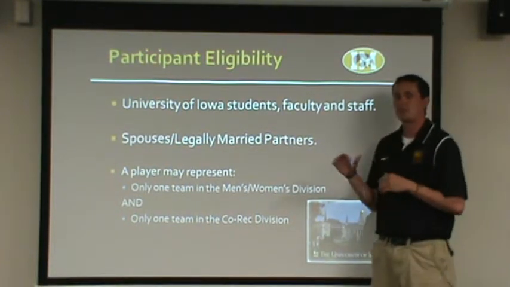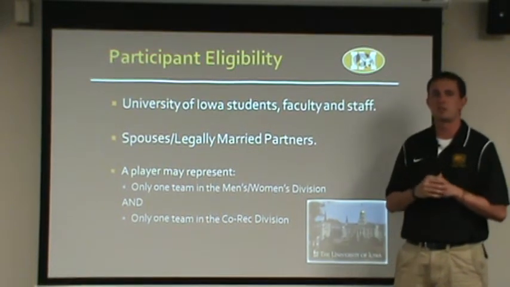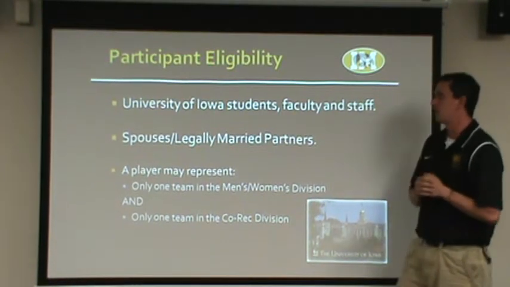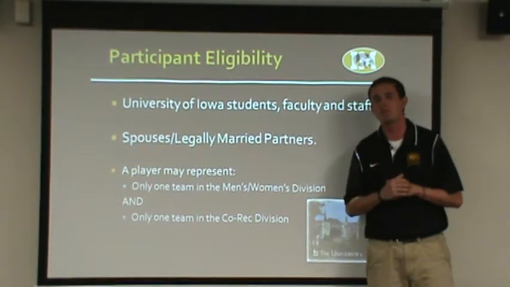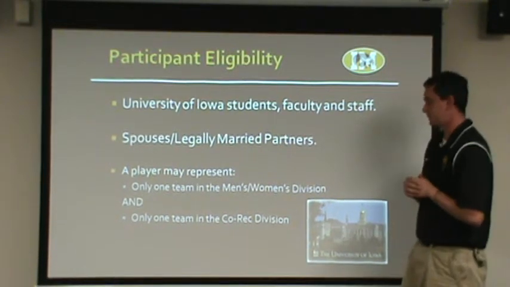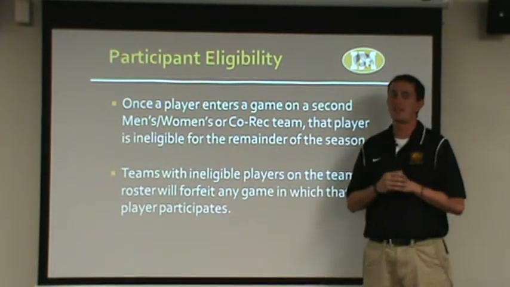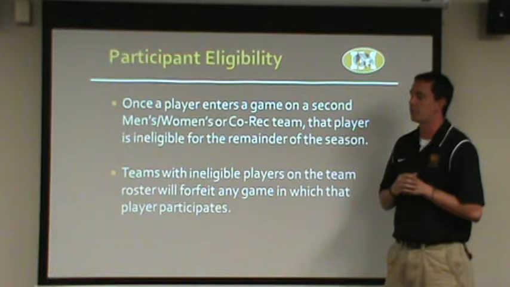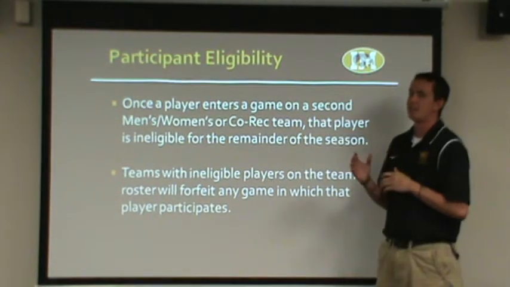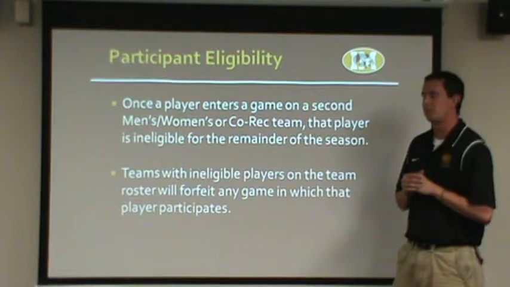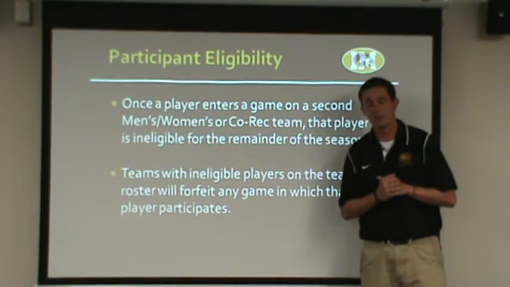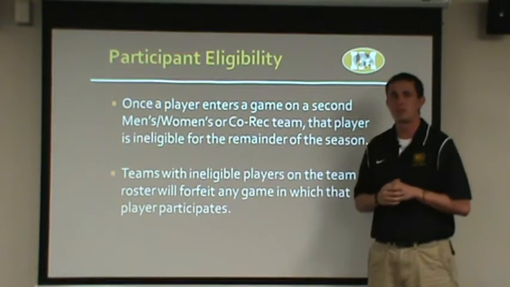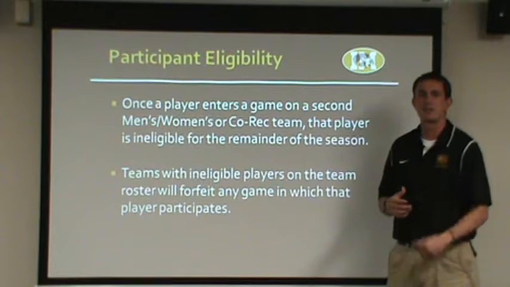But spouses or legally married partners are only eligible on the same team as their originally eligible partner. And a player may only represent one team in the men's or women's divisions and one team in the co-rec divisions. Once a player enters a game on a second men's or women's team, that person is considered ineligible for the remainder of that sport, and any teams with ineligible players will forfeit all games in which those ineligible players participate. So again, we stress, make sure everybody on your team is eligible according to our rules and regulations, and they're not playing on multiple teams.